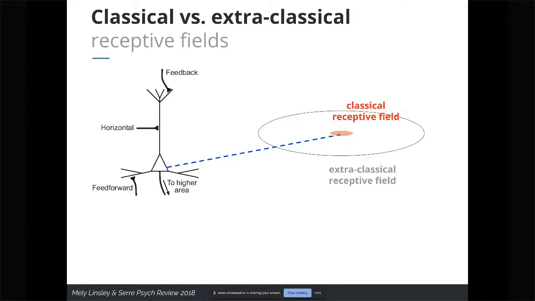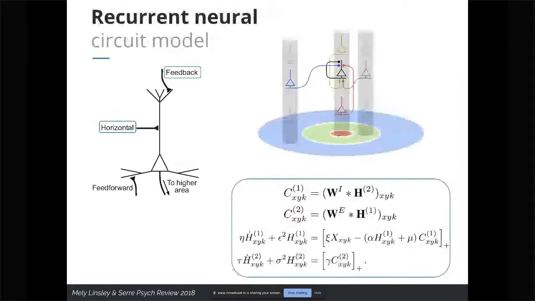But if we present a full field stimulus, or at least a stimulus that covers both the classical and the extraclassical receptive field, then it is well documented that the extraclassical receptive field can strongly modulate the neural response. It is widely assumed that feedback connections, both top-down and horizontal, play a role in these classical, extraclassical receptive field phenomena.